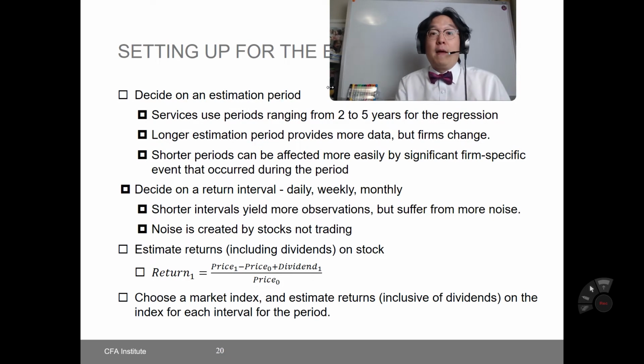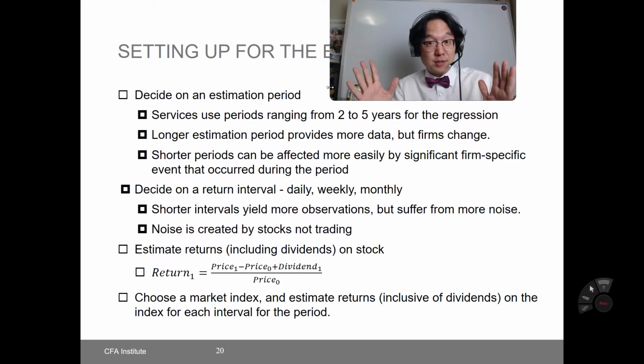The thing is, you want to be coherent when you are comparing different companies. Those betas have to be estimated over the same period. A longer estimation period provides more data, but firms change. Let's say a 5-year estimation period seems good.